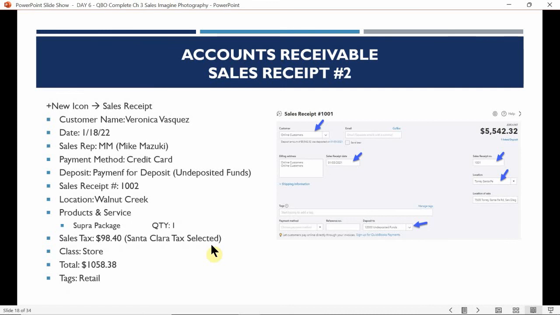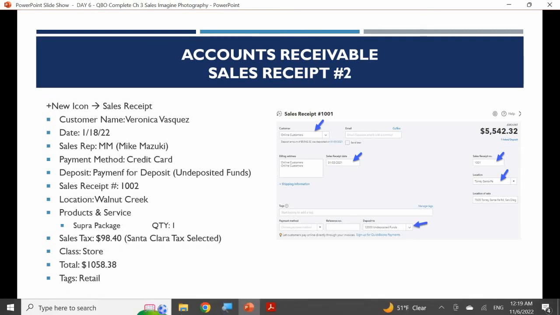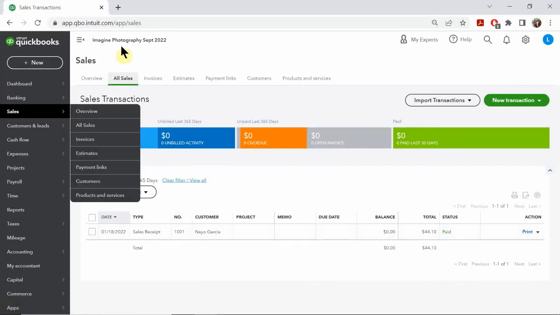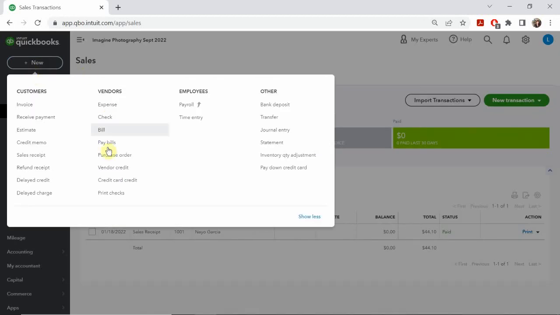Okay. What if I decided to sell something and they paid me with a credit card? Okay, straightforward. So in this case, we sold a Supra package, right? That's one of the items that we added in here. So again, we're going to go ahead and do Veronica Vasquez. Okay. And we're going to go ahead and record another sales receipt because they're paying with a credit card, right? So that means they are paying at time of service, okay? Or at time of sale.